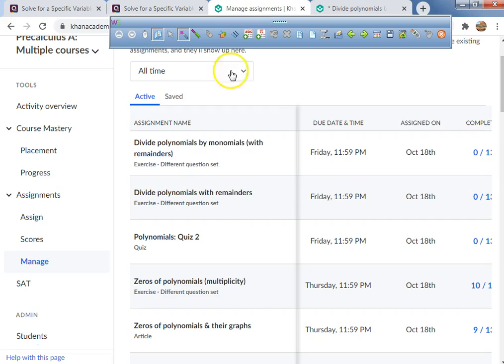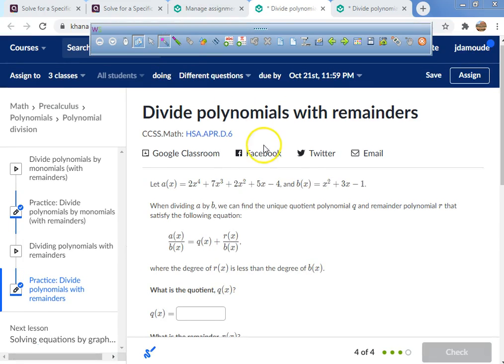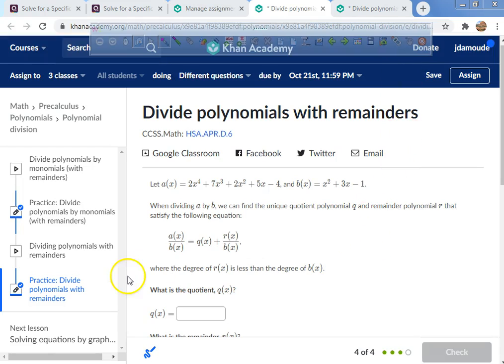Now we're going to move on to a little bit more difficult one. This is called divide polynomials with remainders. So this is going to be a little bit tougher one. We're going to have to do some long division on these. All right, so here we go. Could you please write this down? Okay, let's go ahead and take care of that. This is going to be one long problem.